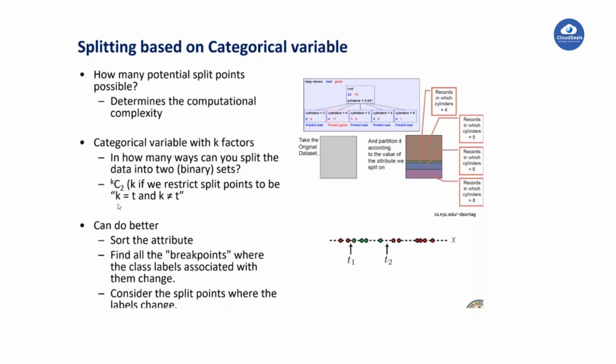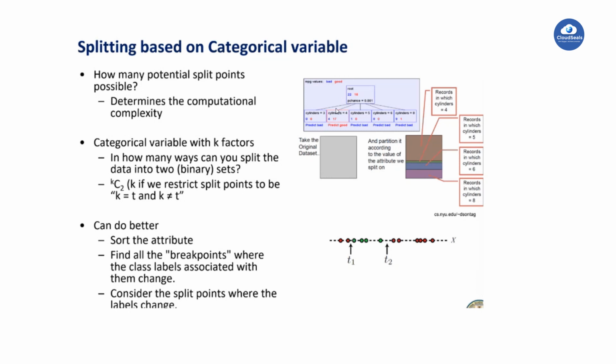Here, see how many classes there are. You can split that many binary classes. Here, how many classes are there? 1, 2, 3, 4, 5. So you have to split 5 classes. K, if we restrict split points to be K equal T and K not equal T.